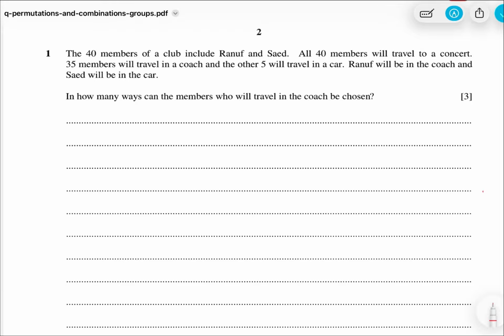The 40 members of a club include Ranuf and Syed. All 40 members will travel to a concert. 35 members will travel in a coach and the other 5 will travel in a car. Ranuf will be in the coach and Syed in the car. In how many ways can the members who will travel in the coach be chosen? See, the word chosen is given here, right? So we will use combinations. We are choosing. There's nothing about arrangement here, right? Try to interpret first whether we are using permutation or combination. We are just choosing. If we are choosing, that means it is about combinations.